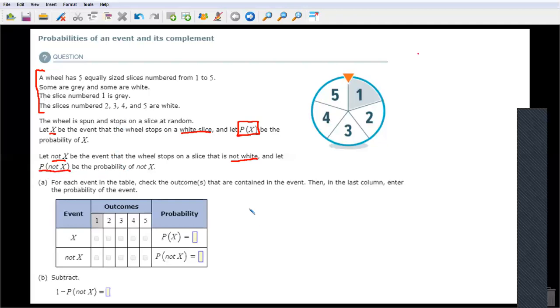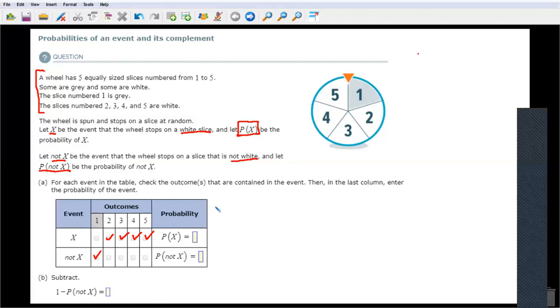So there's a lot going on here, but basically what we're going to do is figure out what the probability of it landing on a white slice is and what the probability of it landing on a not white slice is. If you go down to this table, what they want you to do is figure out, of these 5 outcomes, which category they're going to fall into. Remember, X is when the wheel stops on a white slice. So out of the 5 numbers, the 2, 3, 4, and 5 are all X. And the 1, because it's gray, is going to be in the not X category.